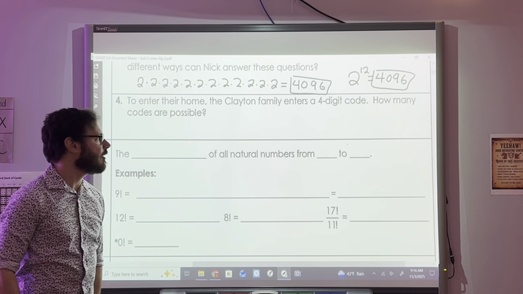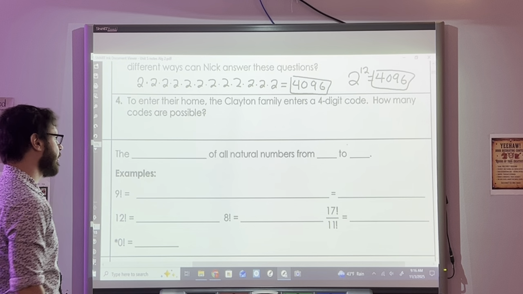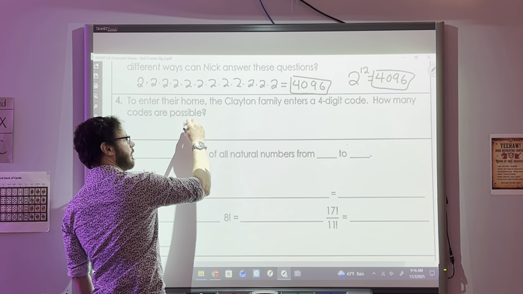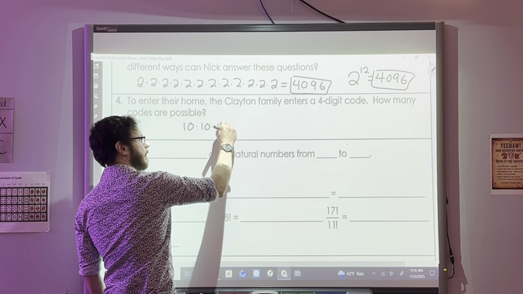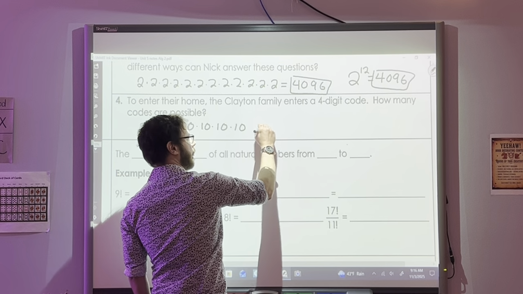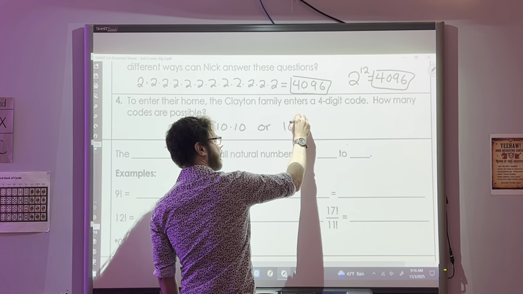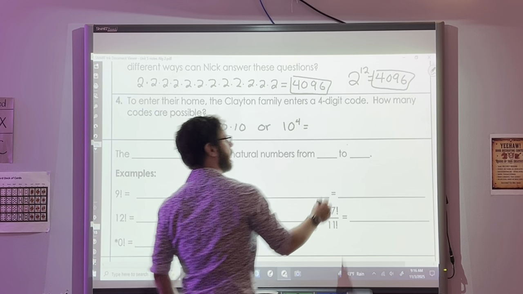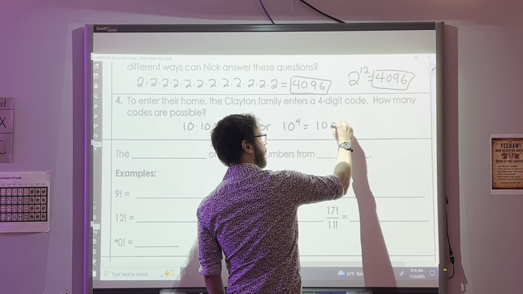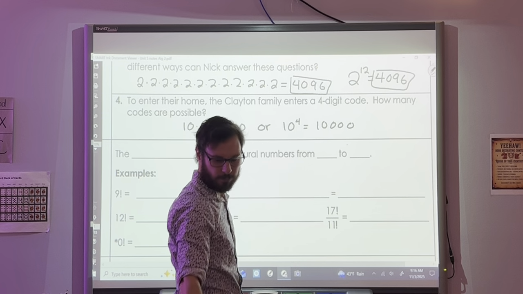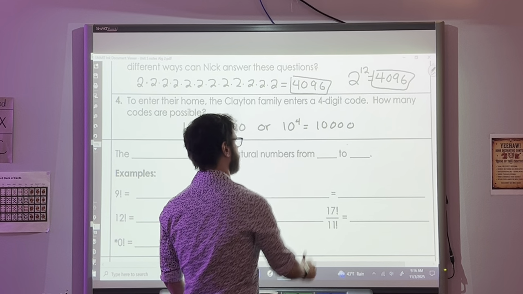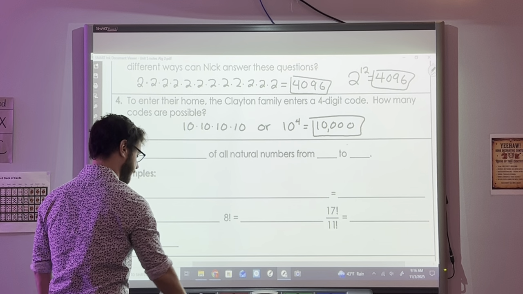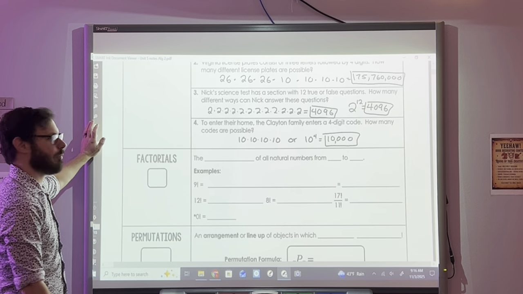To enter their home, the Clayton family enters a 4-digit code. How many different codes are possible? Okay, well, we talked about how digits are 10. 4, 10 to the 4th. Okay. Same deal. I think it's like that. Is that right? Yep. Okay. All right, fundamental counting principle. Pretty basic.